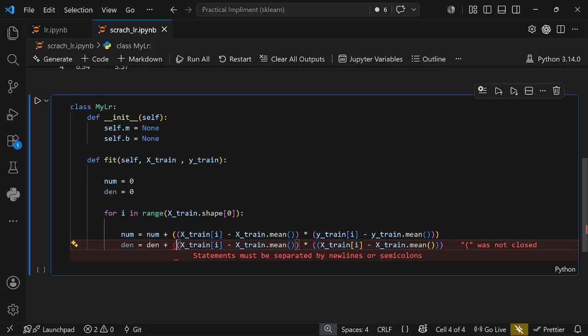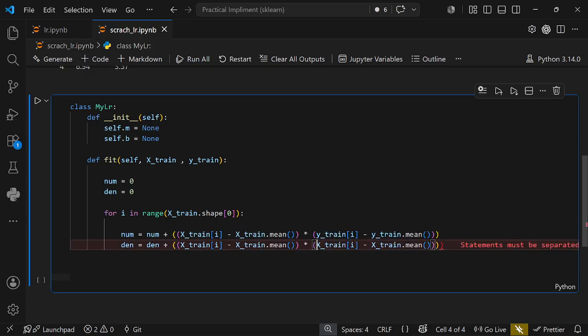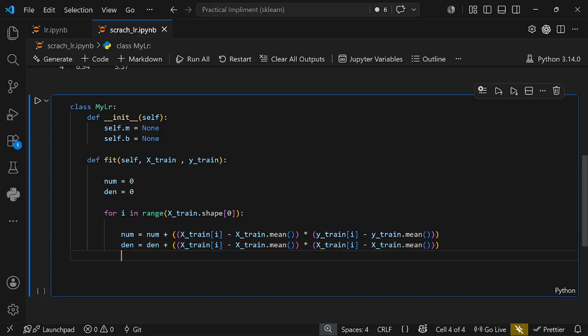What is the fault here? We have taken the double bracket here. No need of the double bracket.